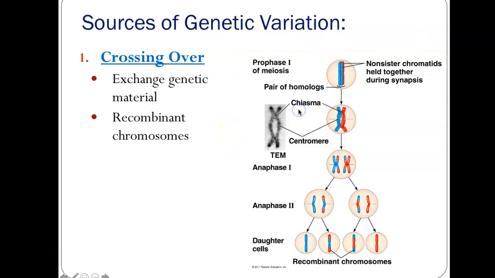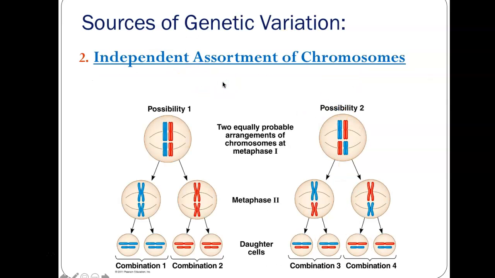So how do we get genetic variation? In animals, in humans, crossing over, talked about that a lot.